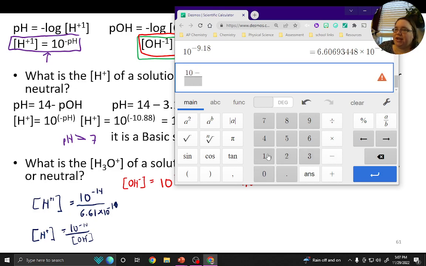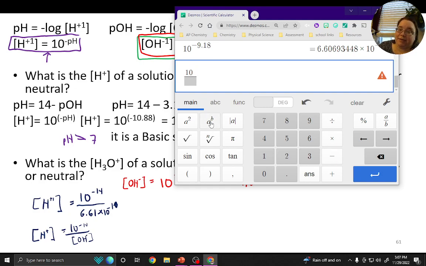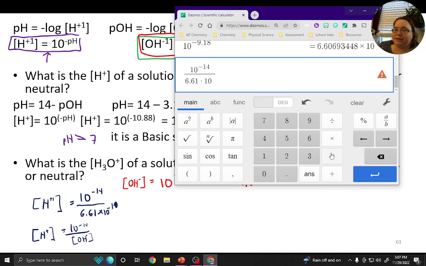10 to the negative, bad Miss Rains, forgot to hit the AB button. 10, AB button, negative 14. That's 10 to the negative 14th. On the bottom, 6.61 times 10, got to hit that AB button, and type in negative 10.